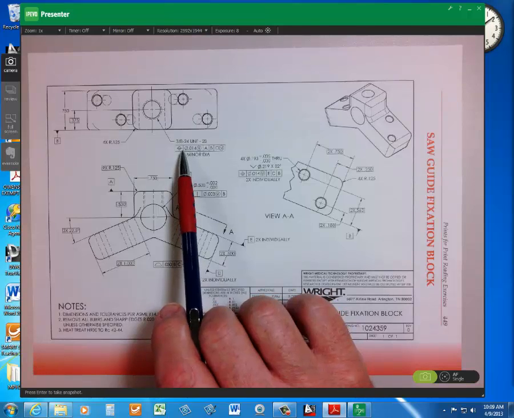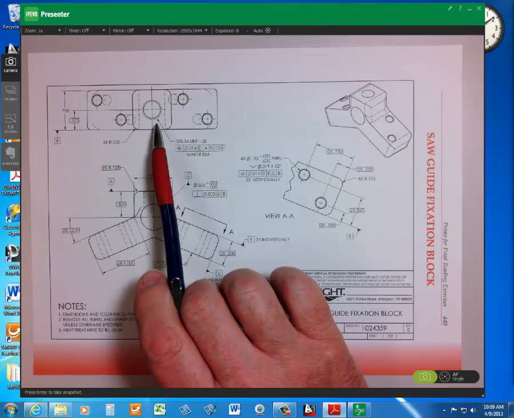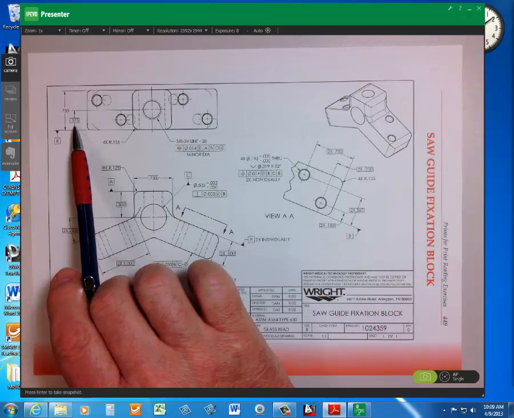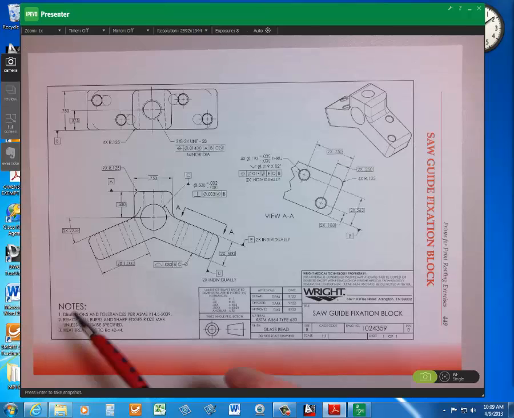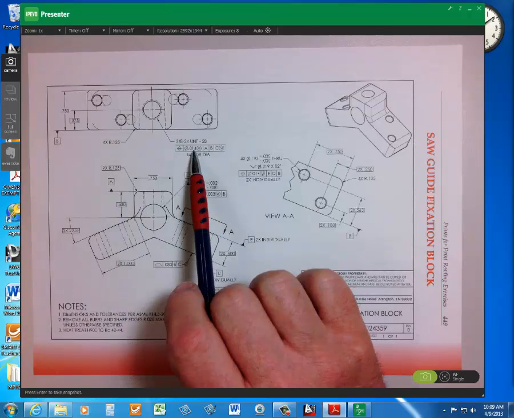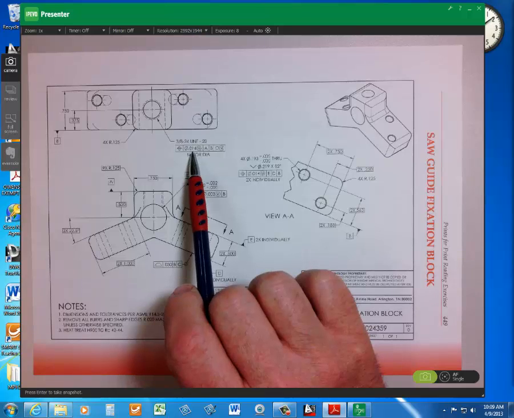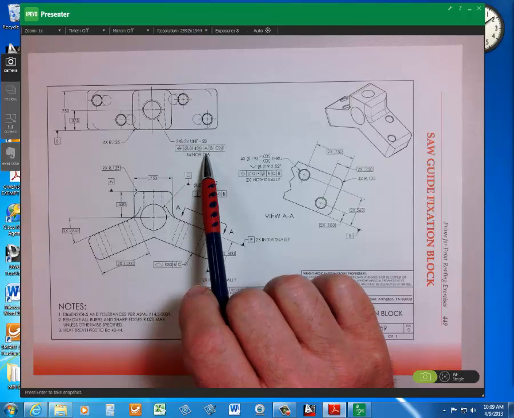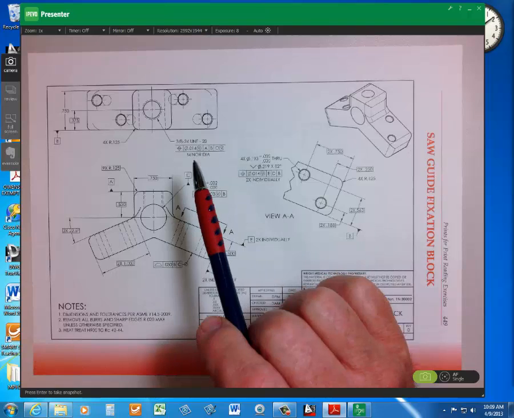So the location dimension from datum B is going to be 0.375. The feature is controlled by a cylindrical position of 14 thousandths at max material condition relative to A, B, and C at max material boundary.